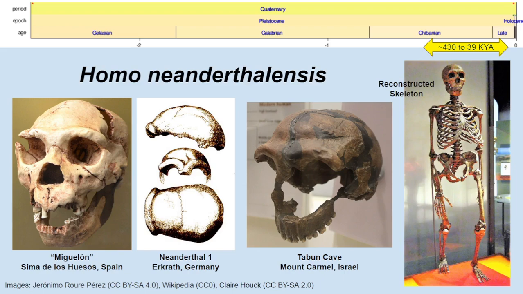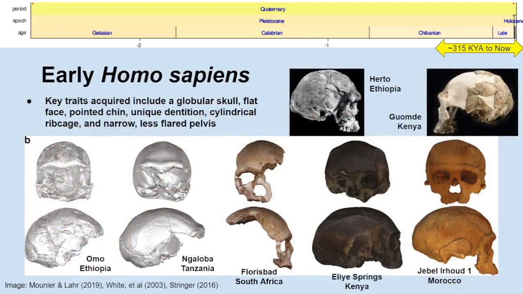In fact, if we move to the next slide, we will finally meet ourselves. We finally reach the end of our journey through the tree of life, humans of our own species. The earliest Homo sapiens fossils are the Jebel Irhoud individuals, dated to between 315 and 286,000 years ago.